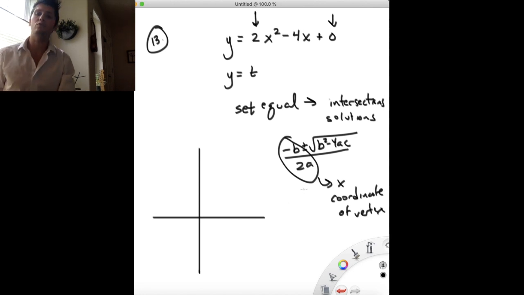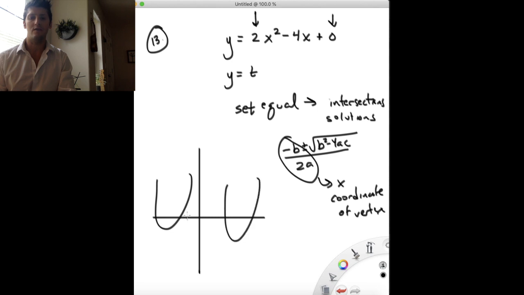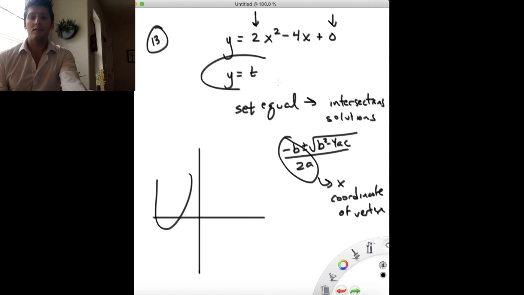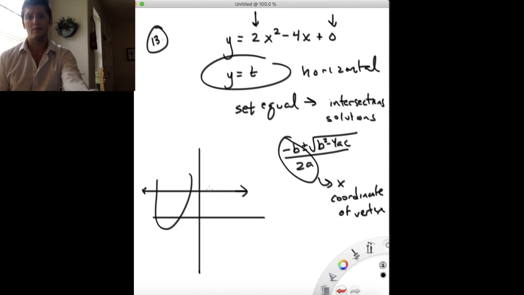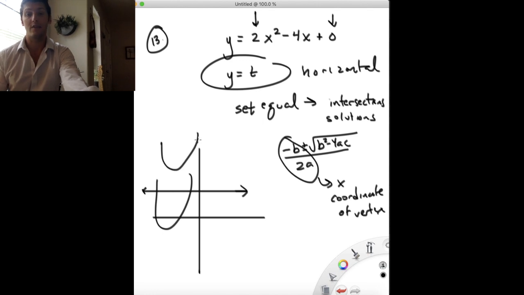But even if I don't do that, here's what I know. It opens up. If it's here, or if it's here, or if it's here, it doesn't matter. It opens up. And y equals t is a horizontal line, because t is just some value. Well, let's try out the various values. We have y equals t. If t was equal to 3, that would be up here. So look, there's some parabola that's above that.